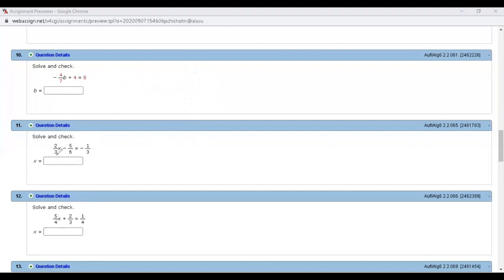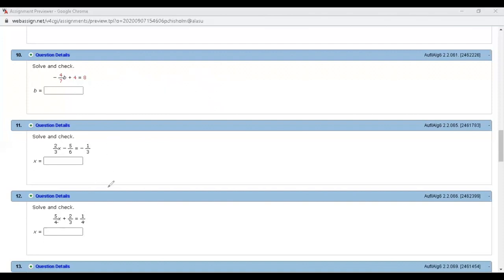So for number 11, we have the denominators of 3, 6, and 3. So we can multiply everything by a 6. And for our denominators in number 12, we have 4, 3, and 4. So we can multiply everything by 12.